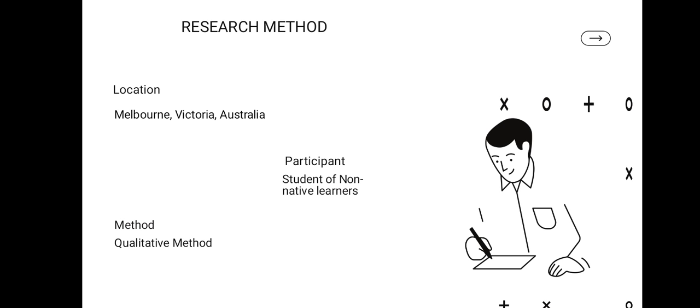And this is research method. There are location, participant, and method. The location of the study is Melbourne, Victoria, Australia, and the participants are students who are non-native learners, and the method from this journal is qualitative method.